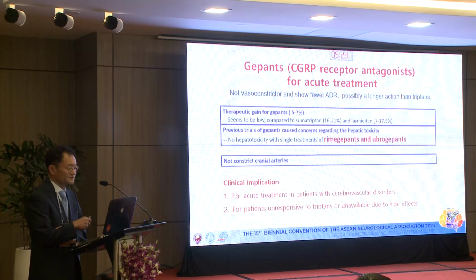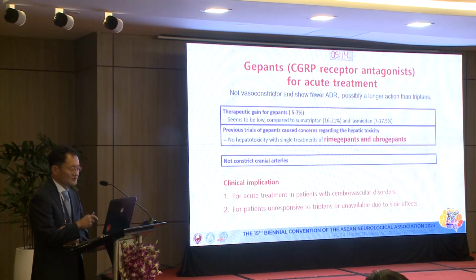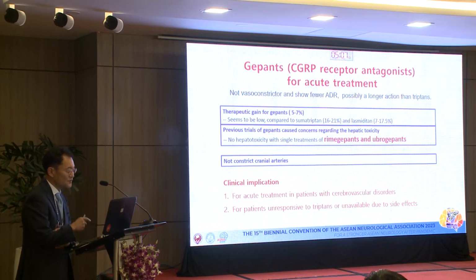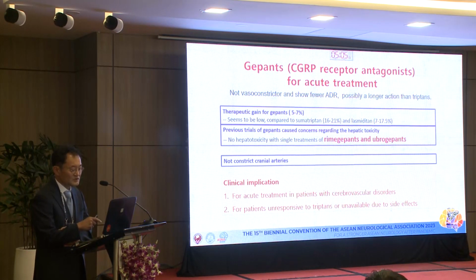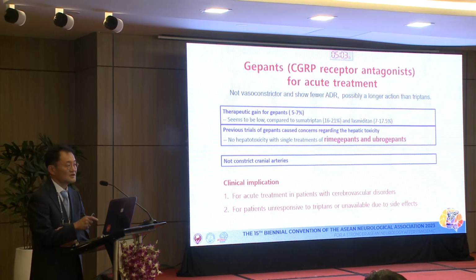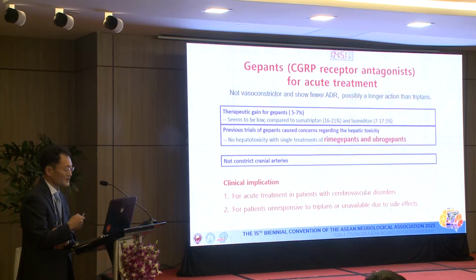Previous trials of gepants caused concern regarding hepatic toxicity. However, the new gepants, including rimegepant and ubrogepant, did not show hepatotoxicity and do not constrict cranial arteries. Clinical implications for gepants in acute treatment are for patients with cerebrovascular disease, since triptans are contraindicated in cerebrovascular disease, and for patients unresponsive to triptans or unable to use them due to side effects.